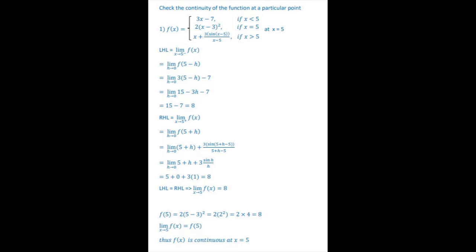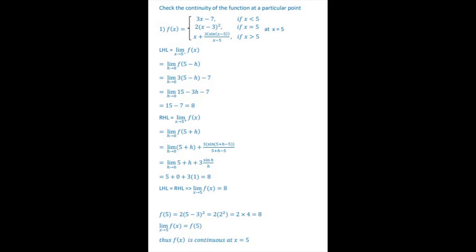Okay, first we shall find LHL as we already discussed. Limit x tends to 5 minus f of x is limit h tends to 0, f of 5 minus h. Then we need to substitute 5 minus h in 3x minus 7. So finally, when we substitute h equal to 0, we get 8. The same way, when you are finding RHL, it has to be substituted in x plus 3 times of sine of x minus 5 by x minus 5. Replace x with 5 plus h and substitute in that.